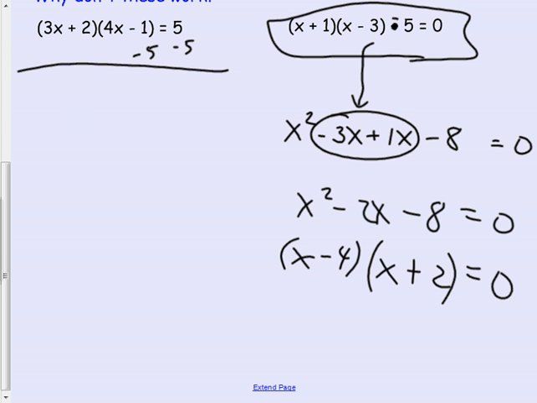Now it factored. And I can get my 2 answers now. X minus 4 equals 0, and x plus 2 equals 0. So x equals 4, x equals negative 2.